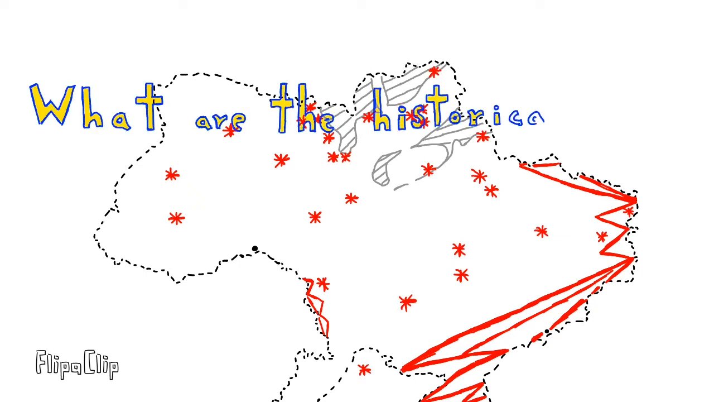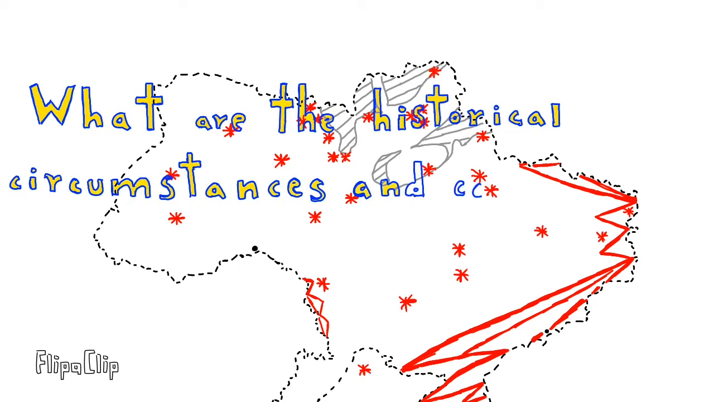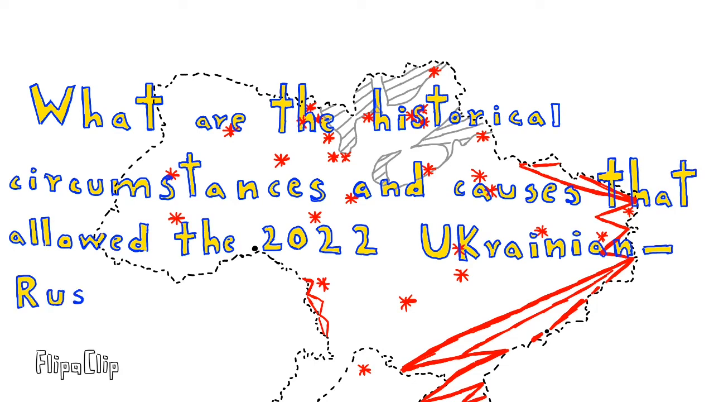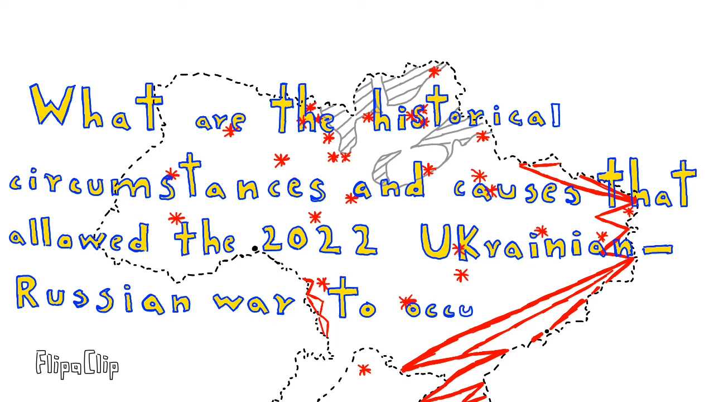Why are so many people losing their homes, their lives? How did this conflict arise? And to be more precise, what are the historical circumstances and causes that allowed the 2022 Ukrainian-Russian war to occur? The answer is complicated, a complicated series of events over a period of time, and we're starting at the beginning.